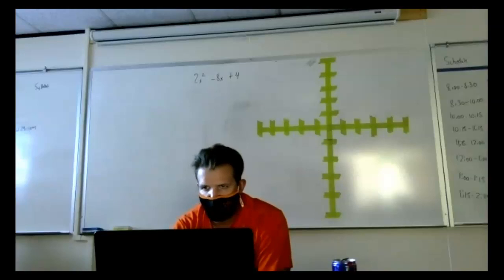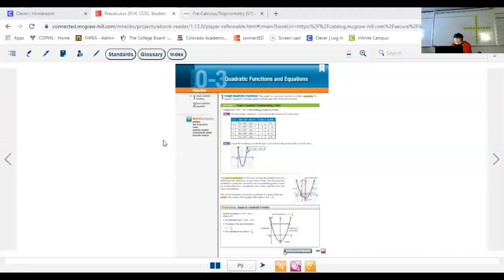So you can see the first one. We're given the function 2x squared minus 8x plus 4, and we are asked to graph this by making a table of values. Okay, and you can all do this very simply, very easily. We just got to understand that there's a quicker way.